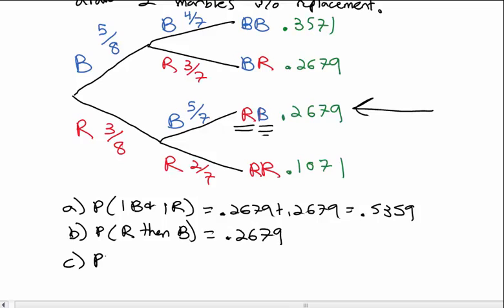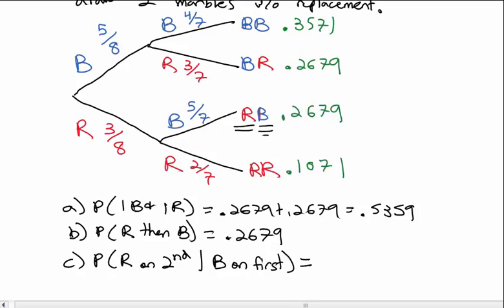How about this one? What's the probability we get a red on the second, given we got a blue on the first? This one's tricky. It's a conditional probability. Blue on the first has already occurred, so we're only going up this top branch. We want the probability that we got red on the second draw.